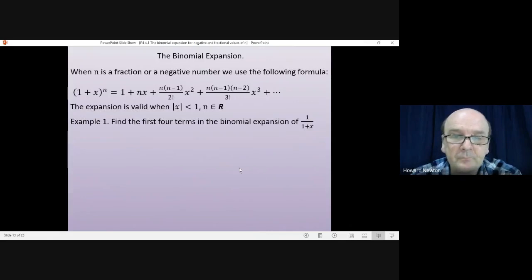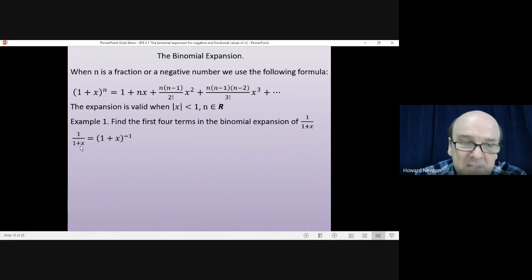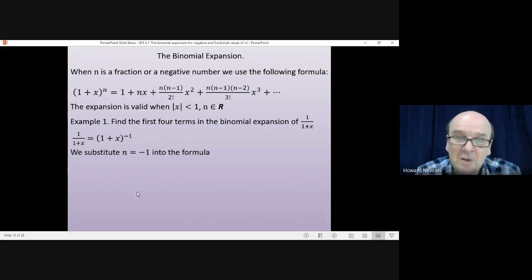Okay, let's do an example. Find the first 4 terms in the binomial expansion of 1 over 1 plus x. Now 1 over 1 plus x, you'd need to rewrite. That's equal to 1 plus x, all to the power of minus 1. Now it's in this form. So we substitute n equals minus 1 into the formula. The 1 plus x is identical, so we don't need to worry about that at all. All we have to do is change n into minus 1 in the formula. Okay, I'll let you have a go at doing that yourself. See if you can finish this off, pause the video, and come back to me when you're ready.